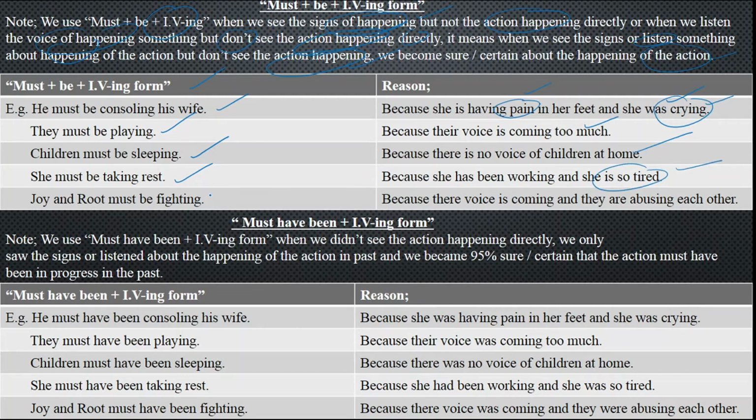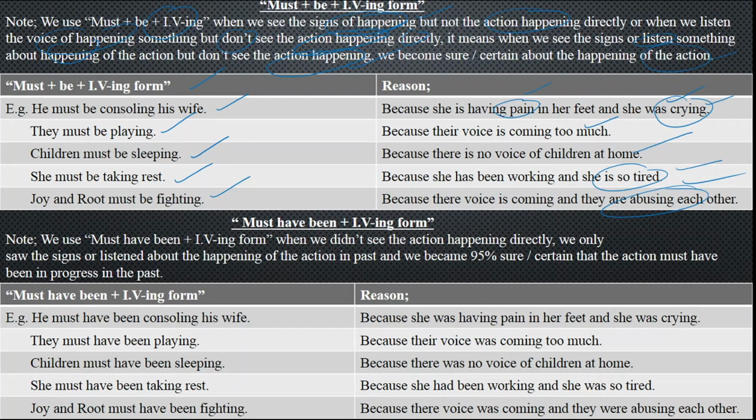Joy and Ruth must be fighting. Now why are you saying Joy and Ruth must be fighting? Because their voice is coming and they are abusing each other. Now over there you are not seeing the action, you can just hear them, that they are fighting and talking too much and abusing each other. So you have got your unseen prediction and you are saying Joy and Ruth must be fighting. Why? They are present in the room and you can hear their voice, and when you go there then you will see whether they really are or not.